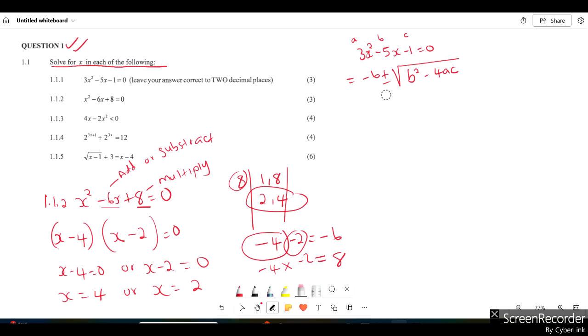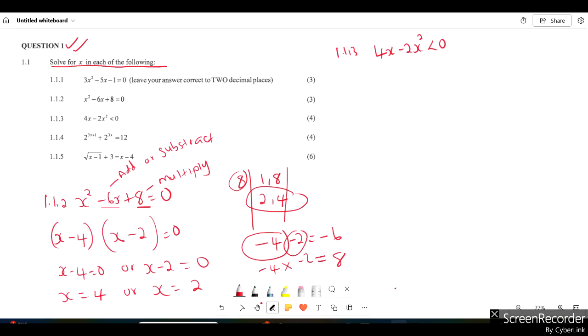So let's continue. I want you to see questions and answers. That's the reason why I'm rubbing this side. Okay, guys, 1.1.3. 1.1.3 is 4x minus 2x squared is less than 0.